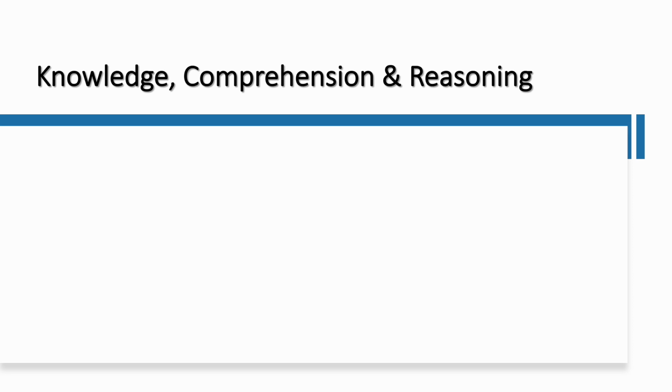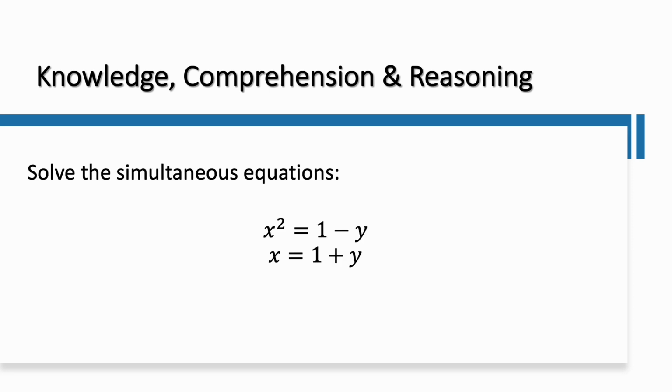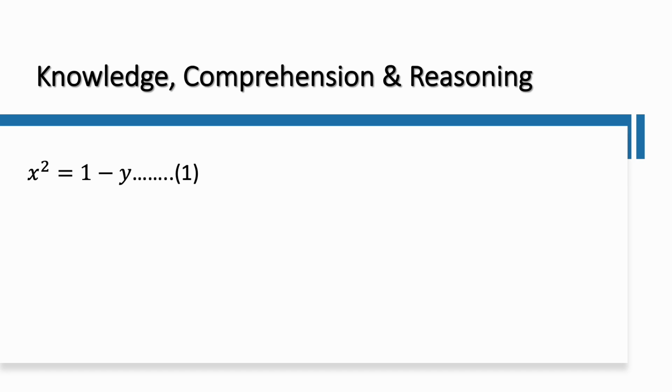Now let us look at a question that requires all 3 skills: knowledge, comprehension, and reasoning. Your task is to solve the simultaneous equations x squared equals 1 minus y and x equals 1 plus y. So our first equation is x squared equals 1 minus y, and x equals 1 plus y is equation 2.